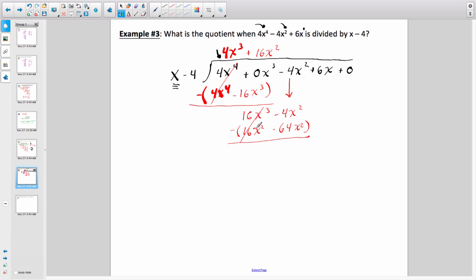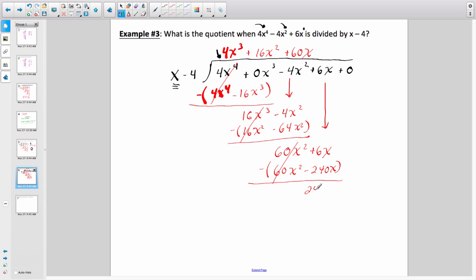Negative 4 subtract negative 64, well that turns into addition. So you end up with positive 60x squared. Bring down your next term, positive 6x. I would say, how do you go from x to 60x squared? That would be multiplying by 60x. Okay, these go away. Now here's where the numbers get a little bit crazy.